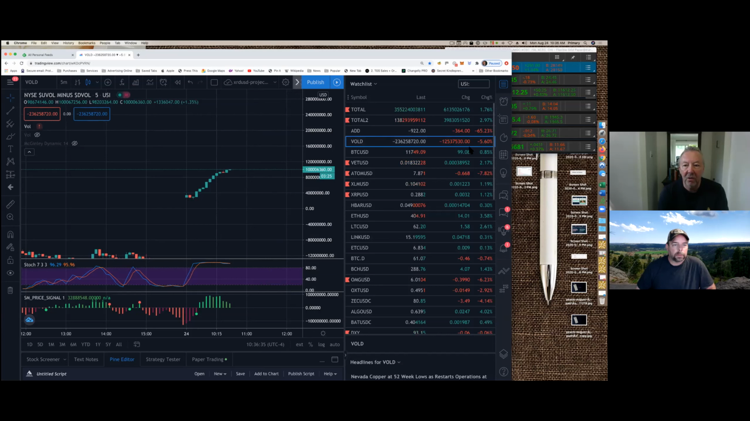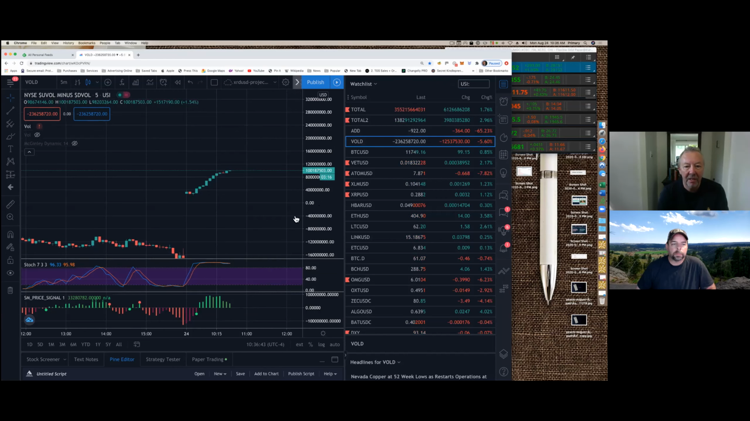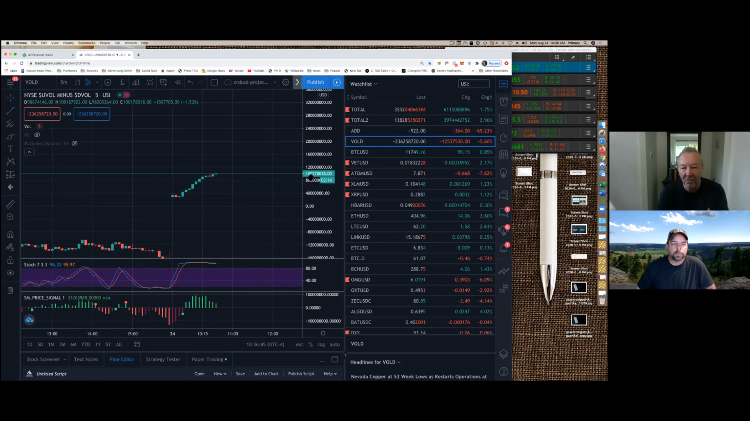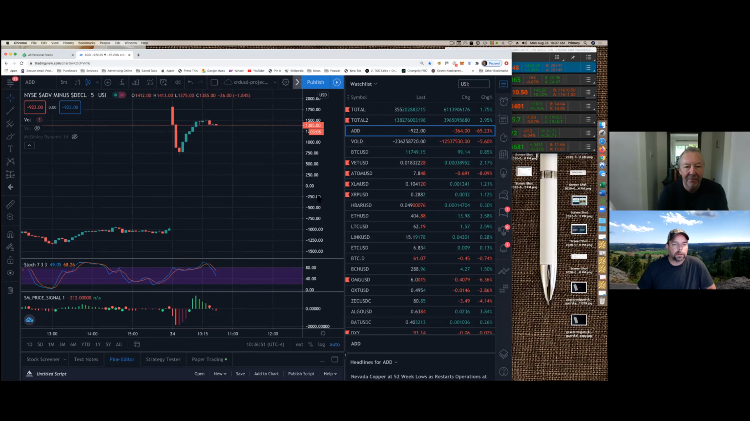The only thing I don't like is that when you have it on the VOLD, it doesn't give you the real-time number for some reason. You have to look at it on the chart. You can see that it's a plus whatever, 100 million. Interesting. Yeah, same thing with the ADD.